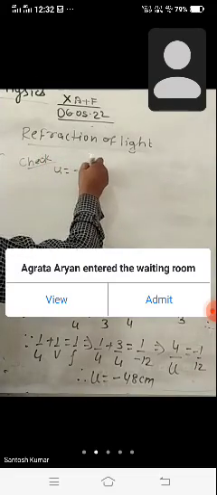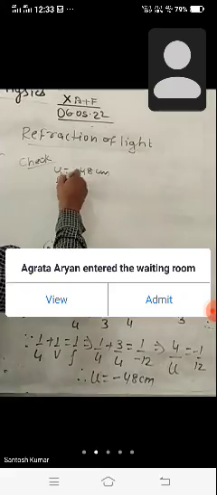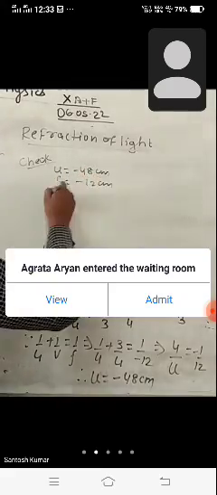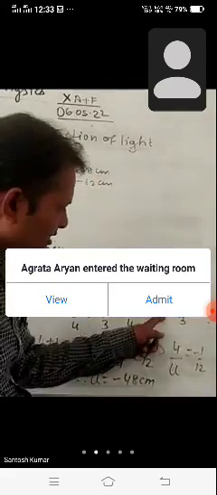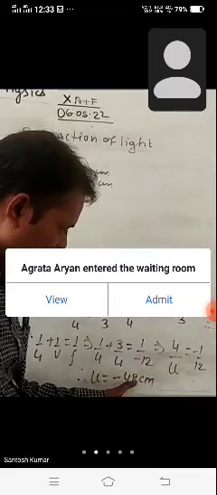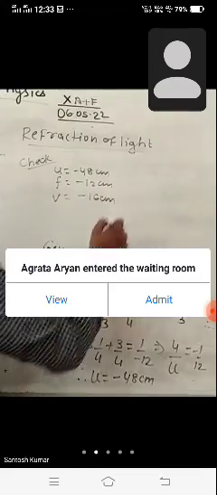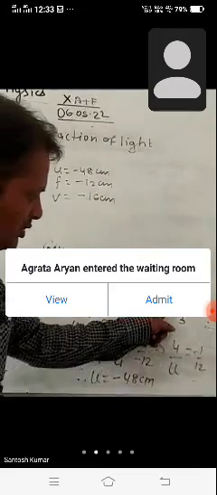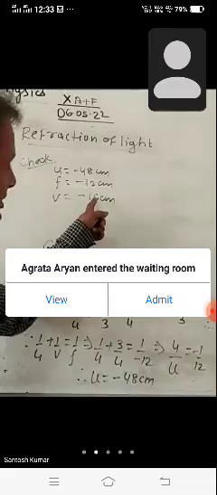u is -48, f is -12, so v will be v = u/3 = -48/3, which means -16. Just see, v is equal to u/3, u is -48.